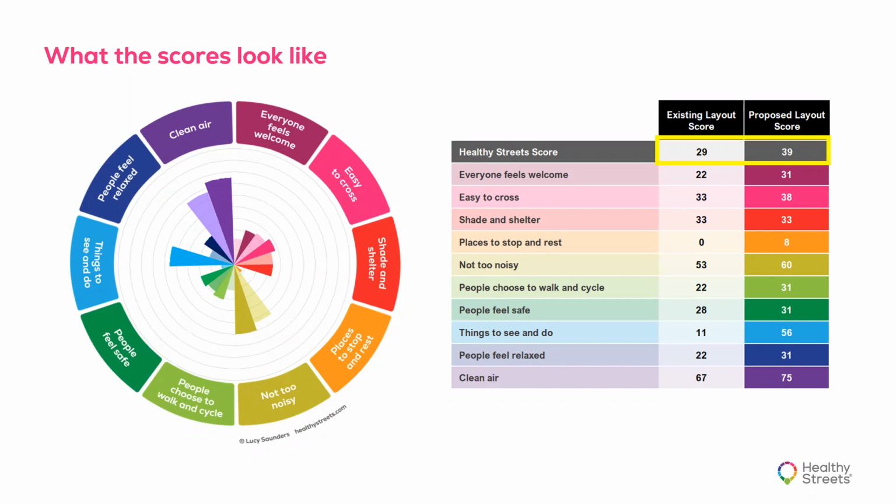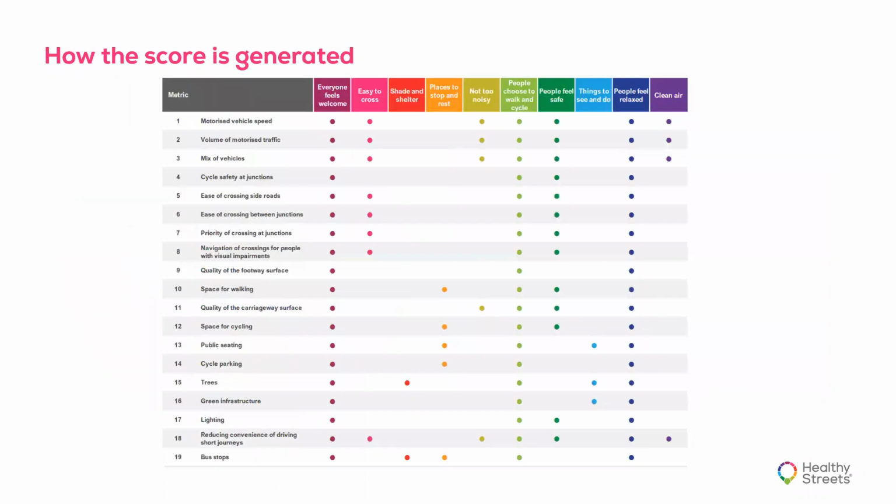If you want to start digging down into how you can increase the score, there is a table that's included in the tool which shows you transparently which metrics are contributing to which of the indicators. So you can see down the left-hand side, every metric is listed. Across the top, every indicator is listed. And you can therefore see which metrics contribute to which indicators.